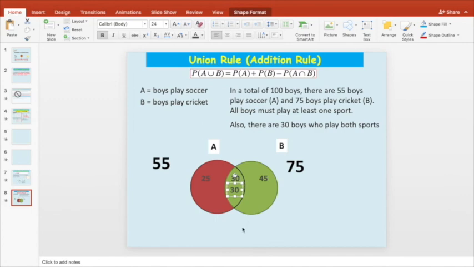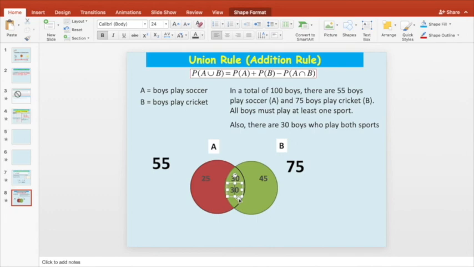Remember, the total number of boys has got to be 100, and here we have 30 plus 30 is 60, and then 25 plus 45 is 70. So 70 plus 60 is 130. So we are over by 30 because the total is 100. Here we have 130. The reason is that we are over by 30 because we count 30 twice.